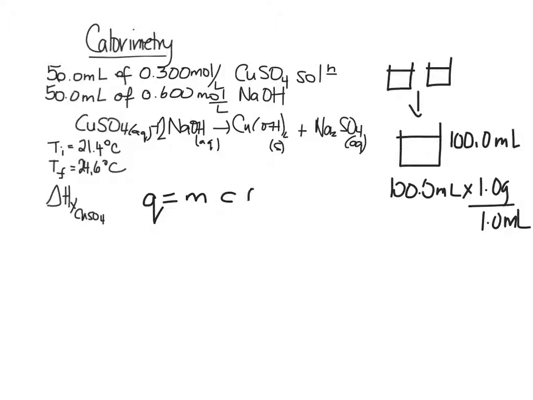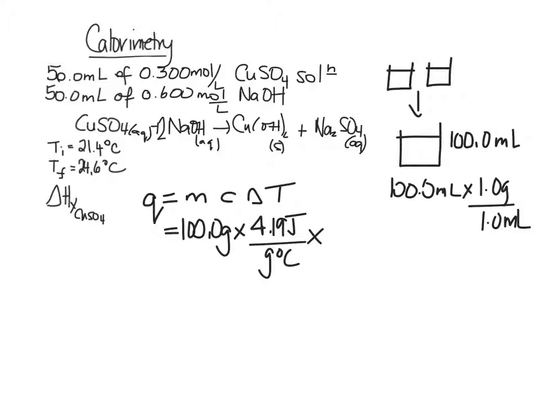Q is MC delta T. This is for our surroundings, so it is for our solution. So we now have 100 grams. What will our specific heat capacity be for? Why? Because you assume that has the same heat capacity as water? Yes. And then delta T is 24.6 minus 21.4. 1,340.8 joules.